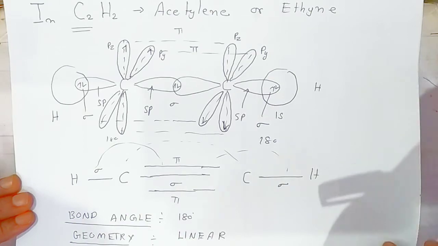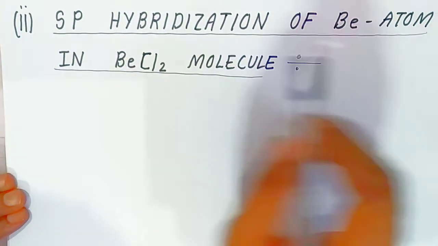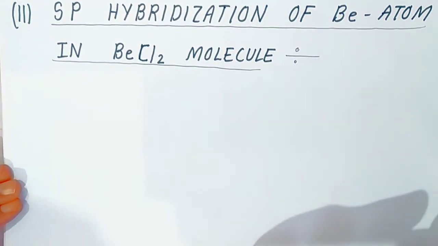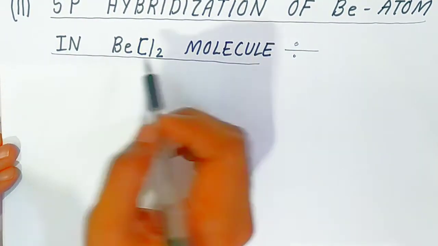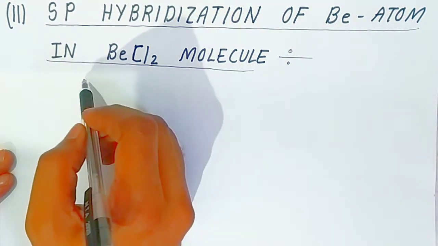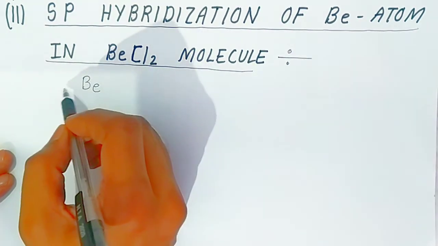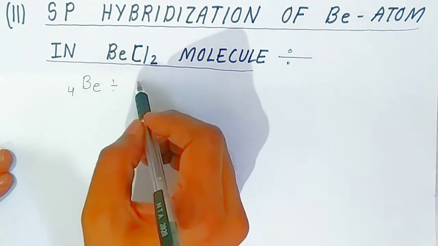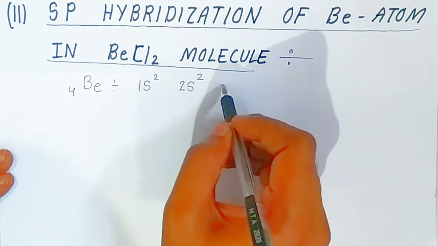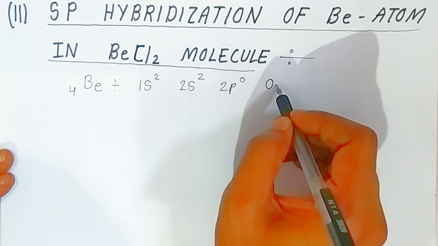Now students, the second molecule we are going to see is the sp hybridization of the beryllium atom in beryllium chloride molecules. Here also, if you want to explain the sp hybridization of the beryllium atom, you should first know the atomic number of beryllium. What is the atomic number of beryllium? It is 4. What is the electronic configuration? 1s2, 2s2 and 2p0. Okay students, this is the orbital notation.